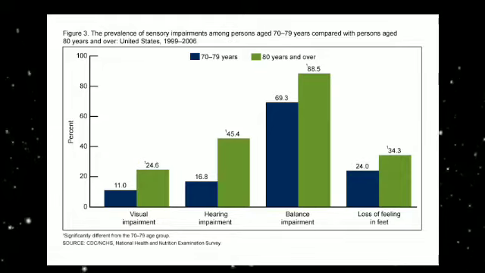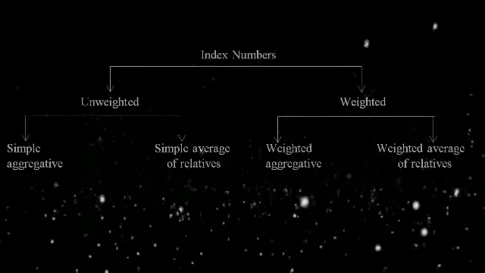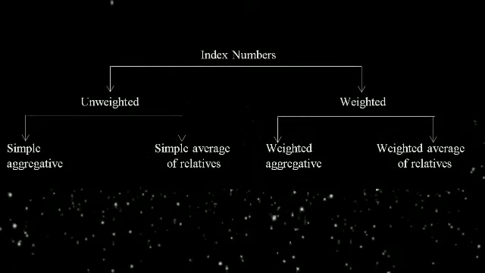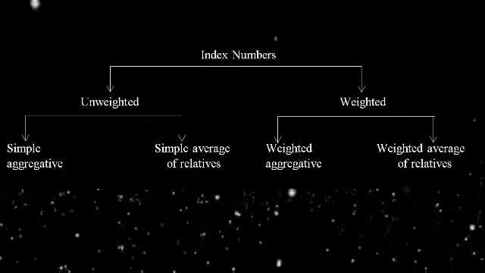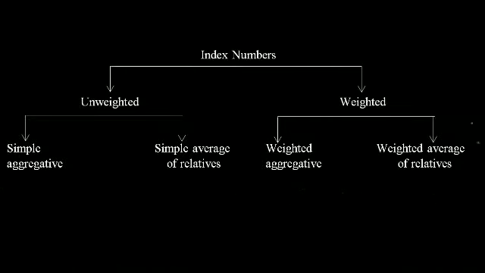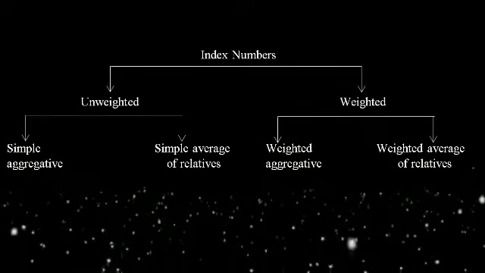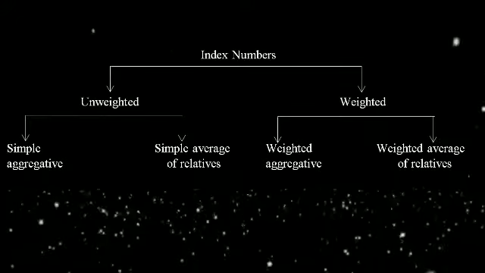Now, in yesterday's session, the last concept was about the different categories of index number. An index number was divided into two parts. One is simple or unweighted index number. The next one was weighted index number. Again, these unweighted and weighted index numbers are also subdivided into two more categories.